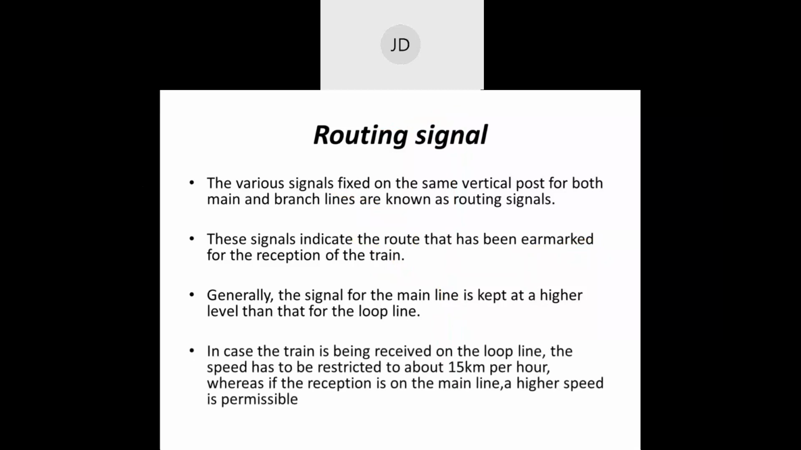In case a train is being received on the loop line, the speed has to be restricted to about 15 km per hour. Whereas, if the reception is on the main line, a higher speed is permissible. That means when a particular train is changing track from main line to branch line, the speed of the train is restricted by this routing signal, you can see the home signal, to about 15 kilometer per hour. But in case of main line, there is no restriction. In case of main line, the higher speed can be permissible.